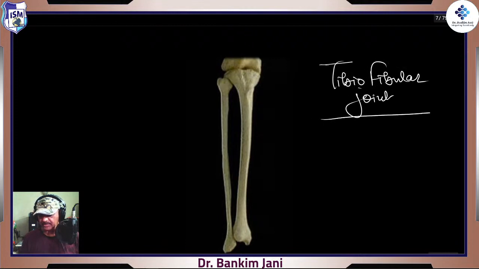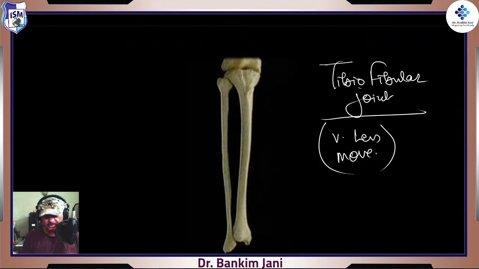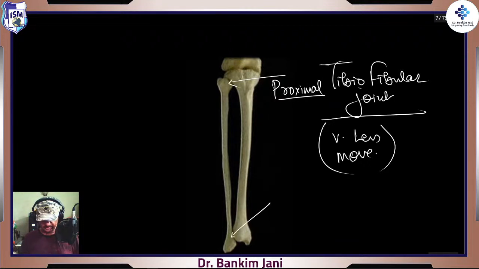Now, actually speaking, there is very little movement in either of these joints, right? And because there are two, we'll call this one the proximal tibiofibular joint, and we'll call this the distal tibiofibular joint, right?